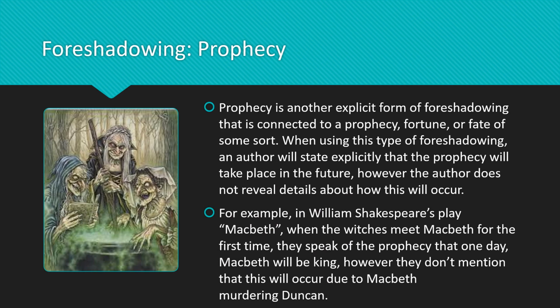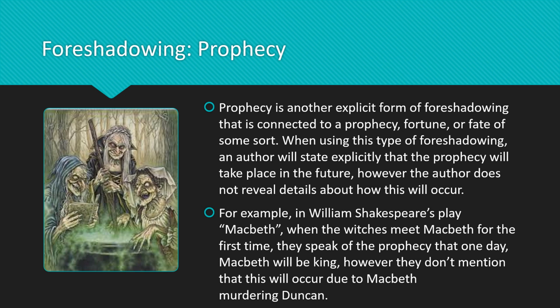The third type of foreshadowing that we're going to go over today is prophecy foreshadowing. Prophecy foreshadowing, just like Chekhov's gun, is another explicit form of foreshadowing. This type of foreshadowing is connected to a prophecy, fortune, or a fate of some sort. When authors use this type of foreshadowing, they'll state explicitly that the prophecy will take place in the future. However, the author does not reveal details about how this prophecy is going to occur.